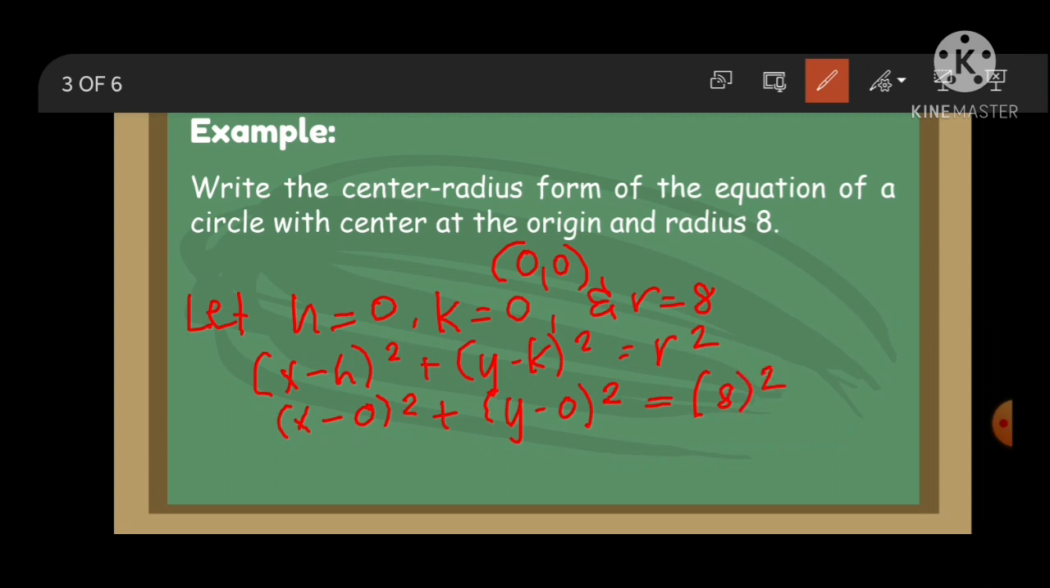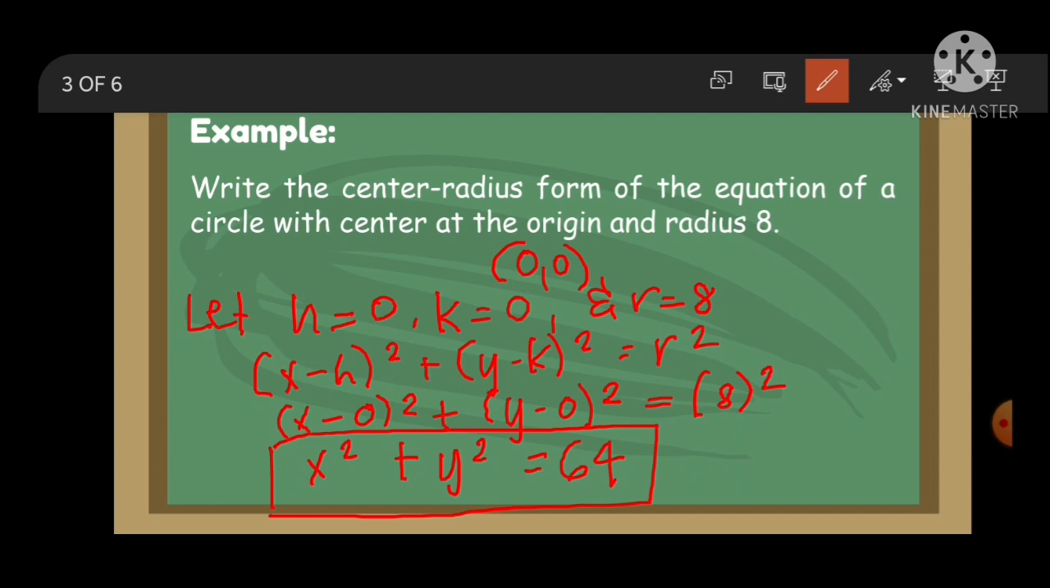So, x minus 0 is x, raised to 2 is equal to x². Then y minus 0 is y, raised to 2 is equal to y². Then 8² is equal to 64. So this is the equation of the circle in center radius form.